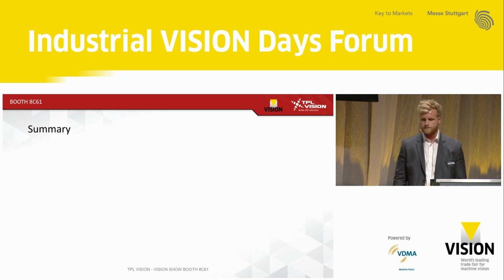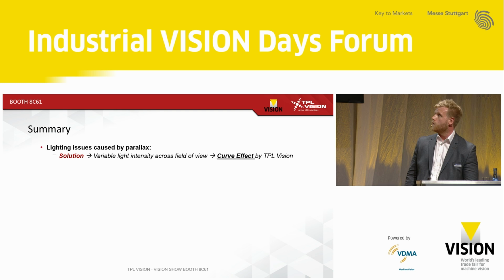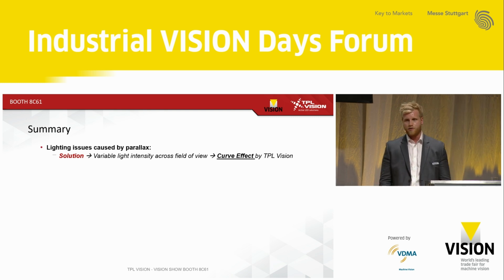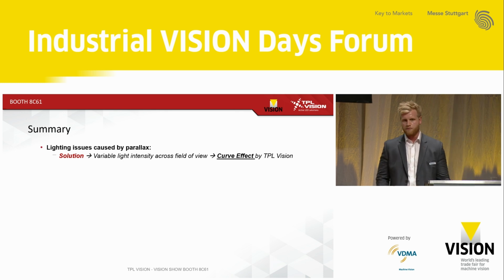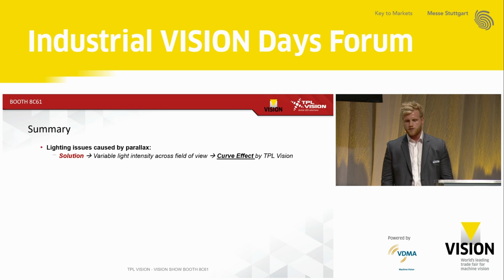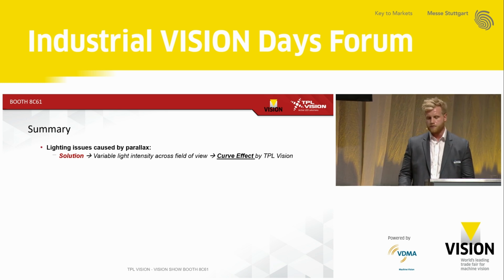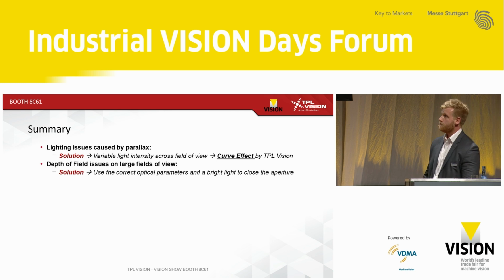So just to summarize. We went through some lighting issues that are caused by parallax. I would say that I put that at the start of the presentation because it's one of the more useful things that not everybody really knows about. So we have a nice solution with TPL Vision, which we call the curve effect, where you can really change the lighting distribution along the length of the bar light to get the best uniformity possible.